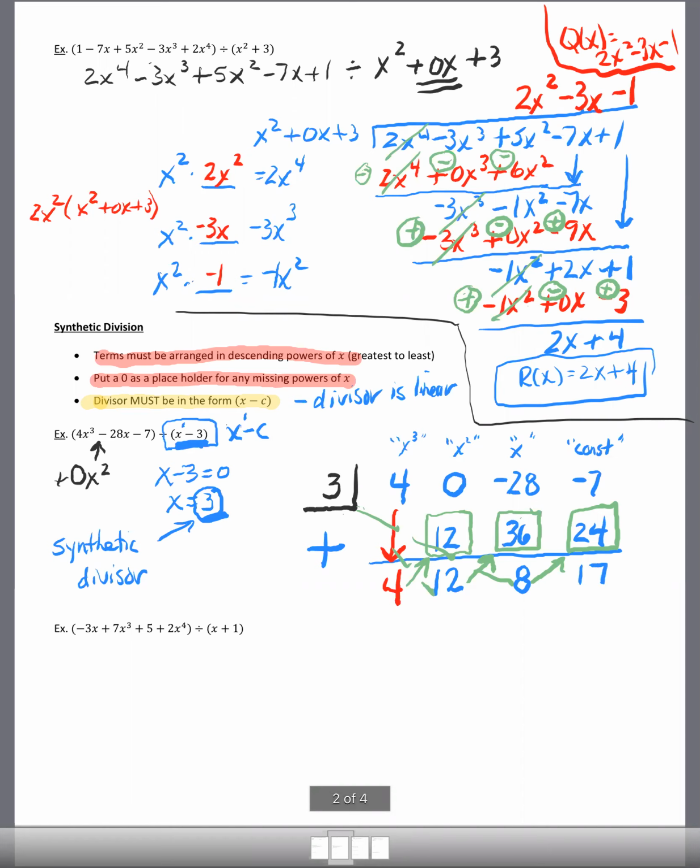Now, just like in long division, if you look at the example up above, once you and I brought down our last term here, let me get a highlighter so you can see where I'm at.